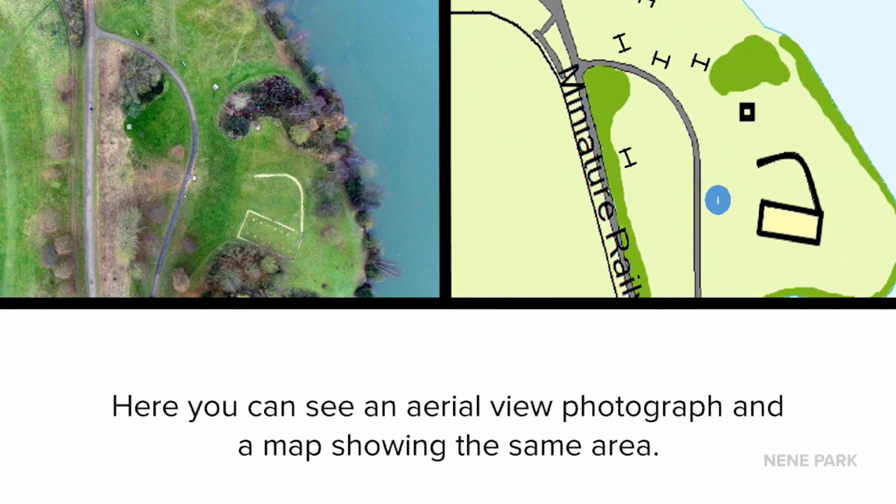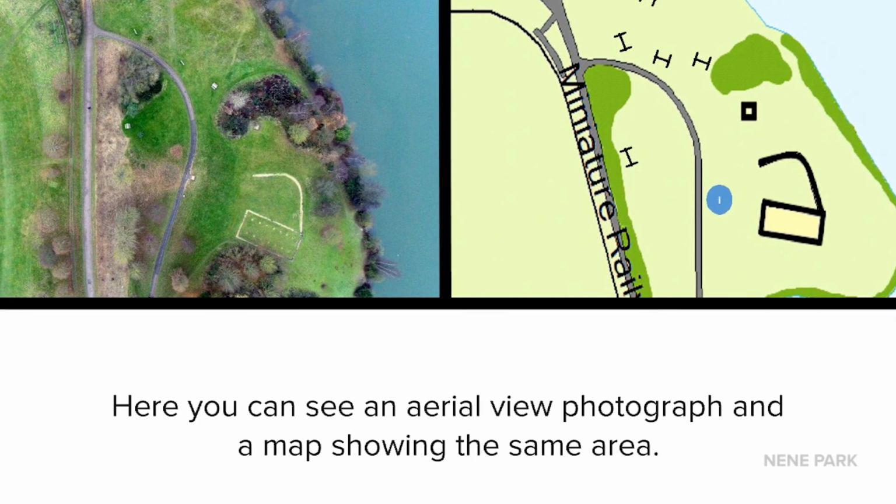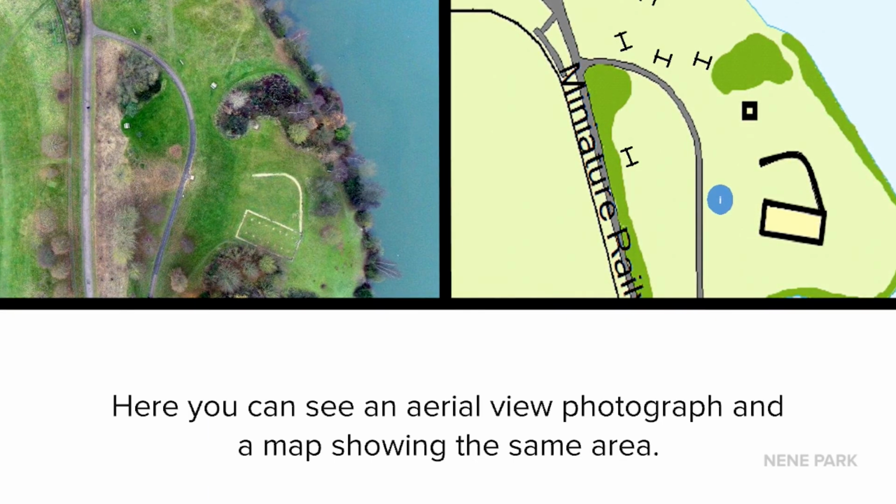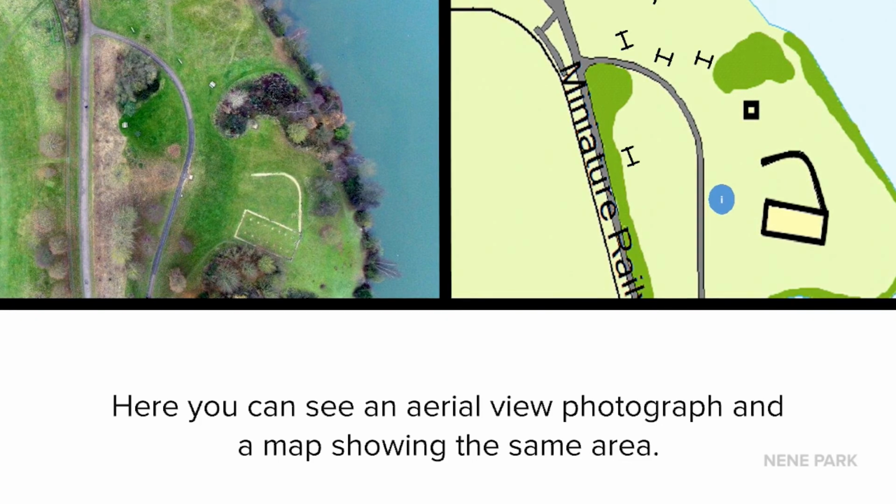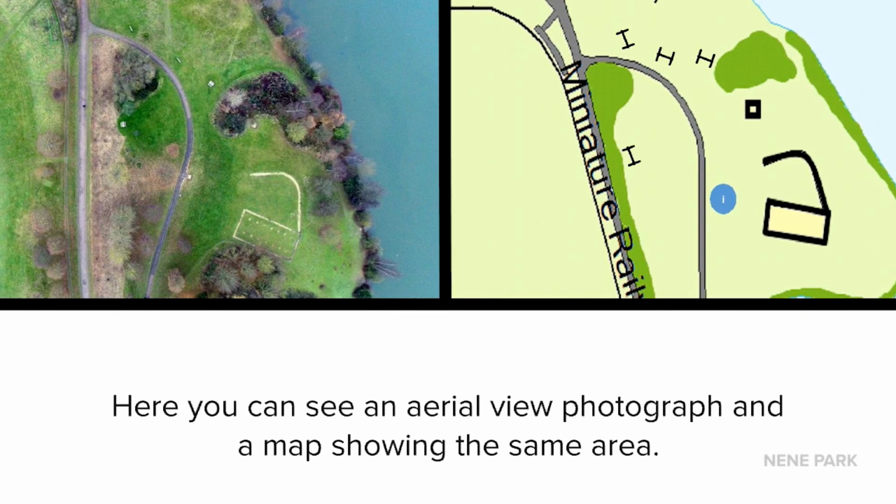Can you see the shapes that look like a capital letter H on the map? This is the symbol the cartographer has used for a bench. If you look very closely at the aerial photograph, you can just about see the benches. They are much easier to see on the map. What else do you notice that is different between the photograph and the map?